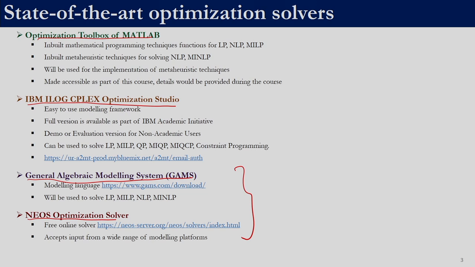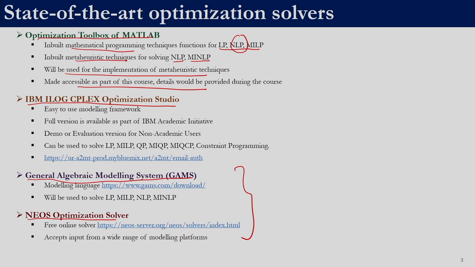The optimization toolbox of MATLAB has inbuilt mathematical programming techniques for linear programming, non-linear programming, and mixed integer linear programming. It has inbuilt meta-heuristic techniques which can solve non-linear programming, for which mathematical programming techniques are also available, and it can solve certain versions of mixed integer non-linear programming. Also, we'll be using MATLAB for implementing the meta-heuristic techniques that we'll discuss.